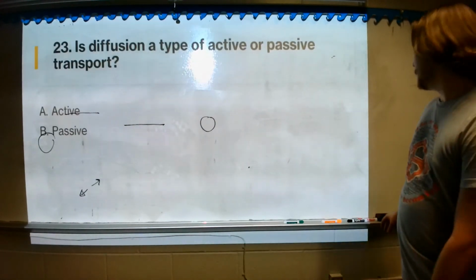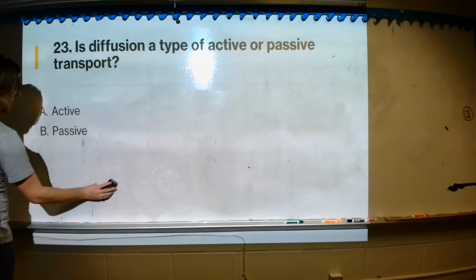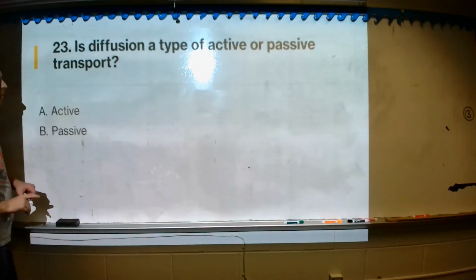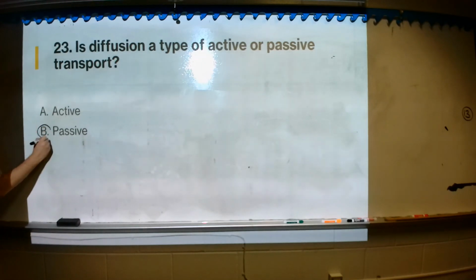And the last question just asked, is diffusion active or passive? Well, we talked about it a second ago. We saw diffusion was going from high to low. Because it's going from high to low, I can determine that this is passive transport.